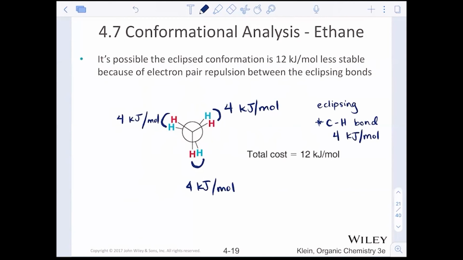So with this difference of 12 kilojoules per mole in stability at room temperature, 99% of the molecules will be staggered. The molecules don't like to rotate because it costs energy. It can rotate, especially if we heat things up or if we start a reaction. It can rotate for sure. But what's important is that it does cost energy.